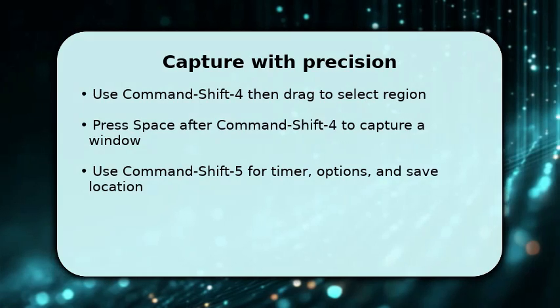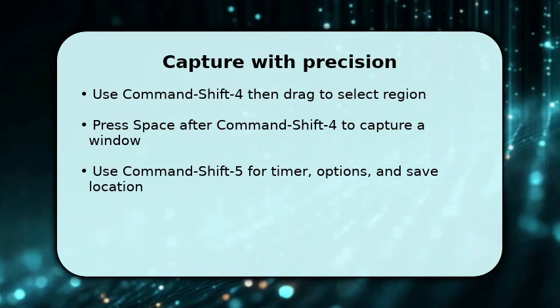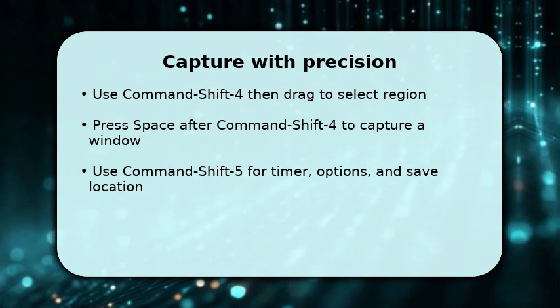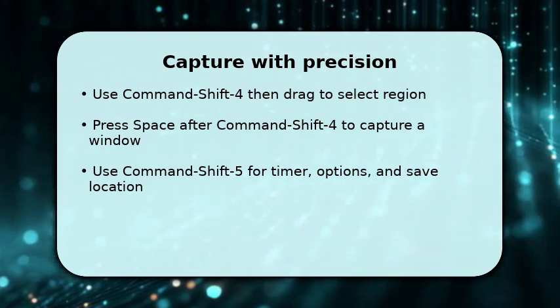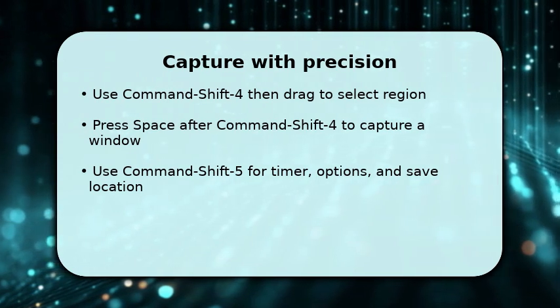Now refine the capture. If you used Command-Shift-4, click and drag to draw the rectangle. Hold Shift, Option, or Space to constrain or move the selection while dragging. For a window, press Space after Command-Shift-4, then click the window. A hover highlight shows what will be captured.